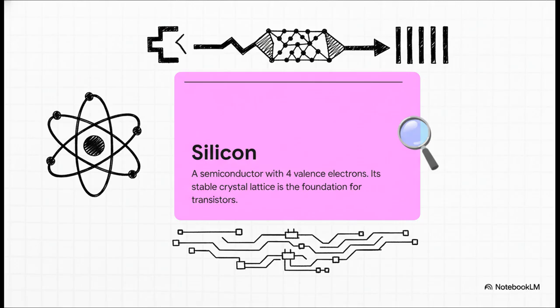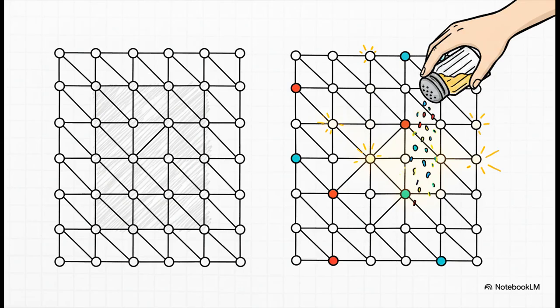But here's the thing. Pure silicon on its own isn't actually that useful. This is where the real genius, the real secret sauce of making transistors comes in. The trick is to intentionally make the silicon impure.